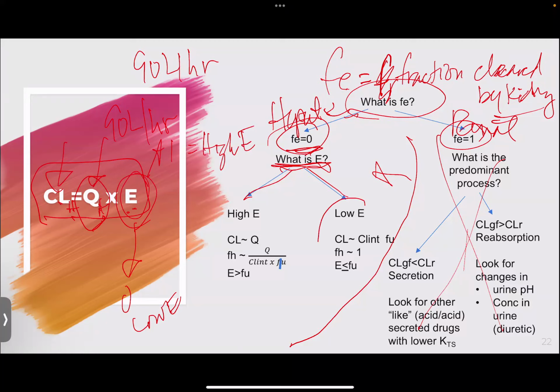If it's a low E drug, we celebrate a little bit because FH is 1, therefore there's no route dependence. And clearance is approximated by enzyme activity and binding. Makes life a little bit easier. And we can tell that it's restrictively cleared because the extraction efficiency is less than the fraction unbound. Only free drug is being cleared. That's restrictive clearance, isn't it?